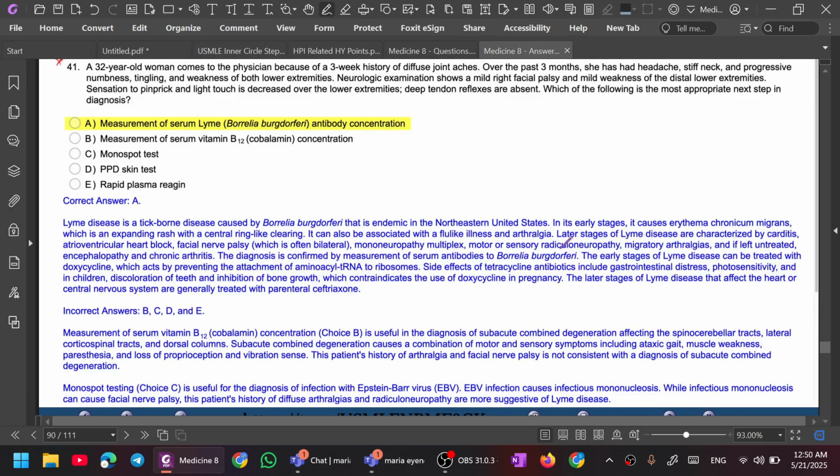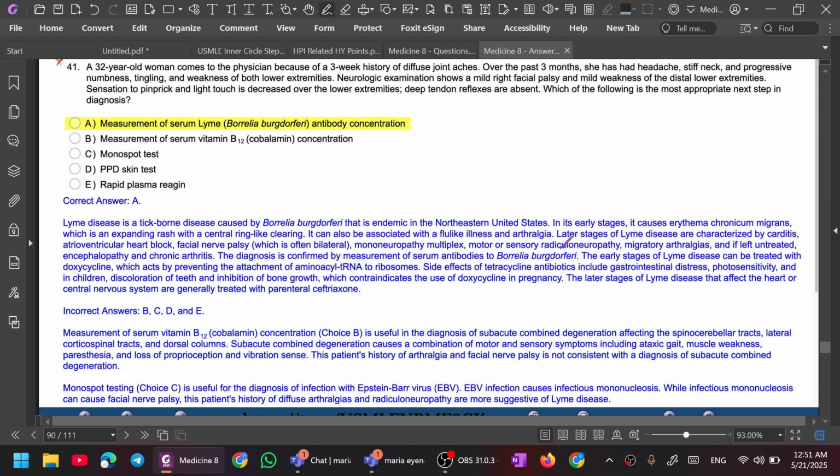In its early stages, Lyme disease causes erythema migrans, which is a bandy rash with central ring-like clearing. It can also be associated with flu-like illness and arthralgia. Later stages of Lyme disease are characterized by carditis, AV block, facial nerve palsy, which is often bilateral, mononeuropathy multiplex, motor or sensory radiculopathy, migratory arthralgias, and, if left untreated, encephalopathy and chronic arthritis. Diagnosis is confirmed by measurement of serum antibodies to Borrelia.